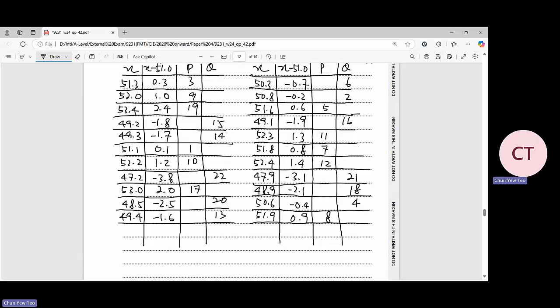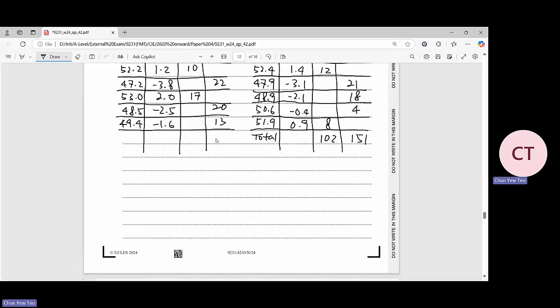Okay, so we have found the ranking over here, positive rank and negative rank. So we need to find the total here. The total for the positive rank is 102. The total for the negative rank is 152, 151, sorry. So from here we can find the test statistic. The test statistic T is the minimum of 102 and 151. That will be 102.